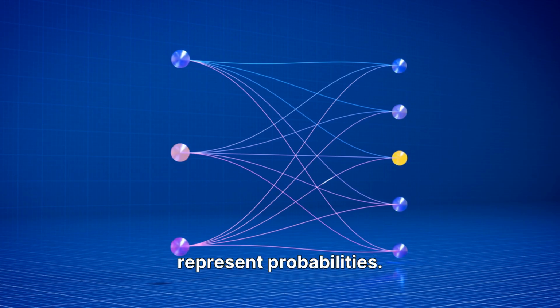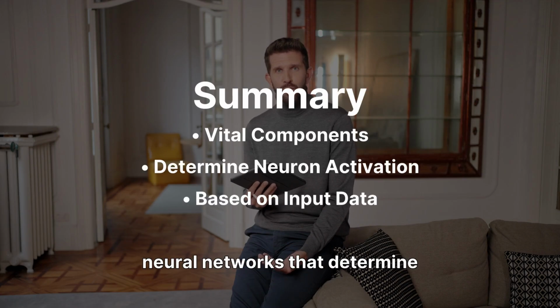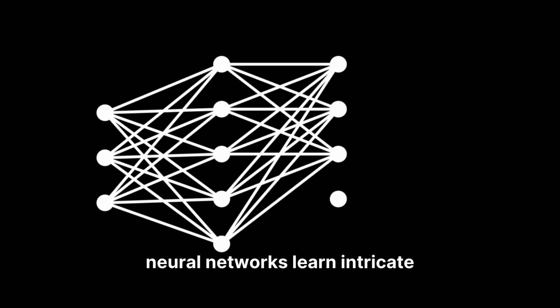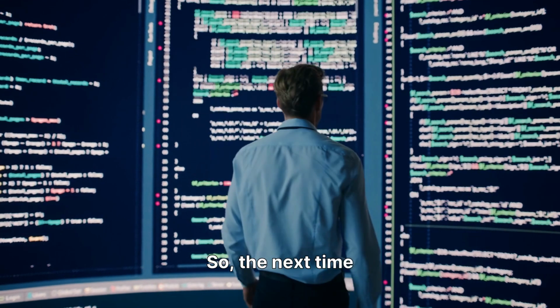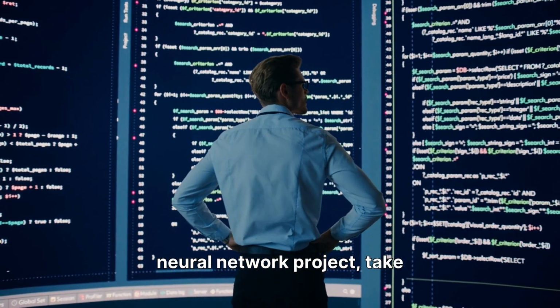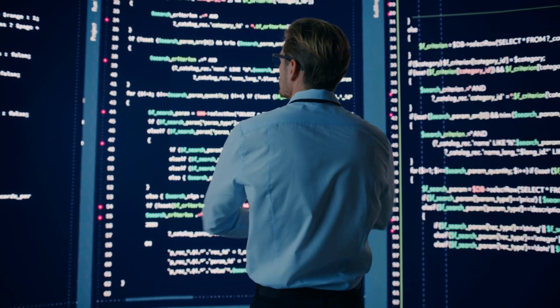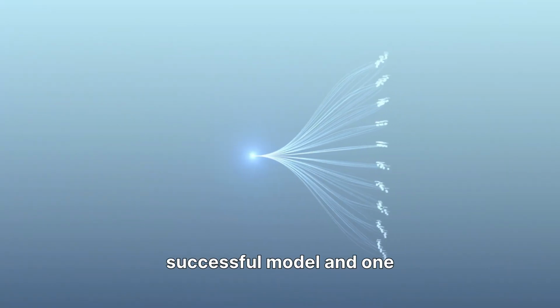In summary, activation functions are vital components of neural networks that determine whether a neuron should activate based on input data. From the simple step function to the more complex ReLU and its variants, these functions help neural networks learn intricate patterns and make accurate predictions. So, the next time you are working on a neural network project, take a moment to evaluate which activation function best suits your needs. Remember, the choice of activation function can be the difference between a successful model and one that struggles to learn.